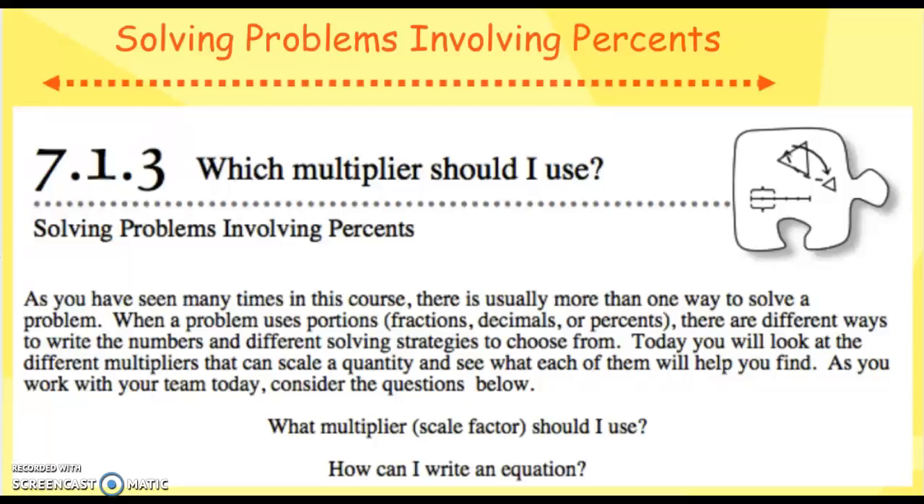7.1.3, Which multiplier should I use? Solving problems involving percents. As you have seen many times in this course, there is usually more than one way to solve a problem. When a problem uses portions, fractions, decimals, or percents, there are different ways to write the numbers and different solving strategies to choose from. Today you will look at the different multipliers that can scale a quantity and see what each of them will help you find. As you work with your team today, consider the questions below. What multiplier or scale factor should I use, and how can I write an equation?